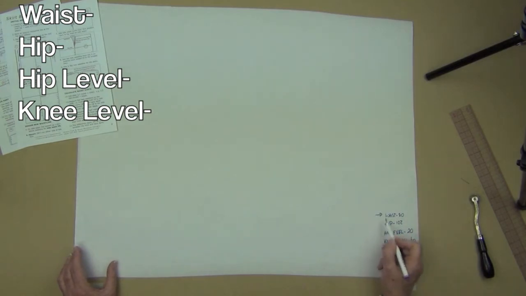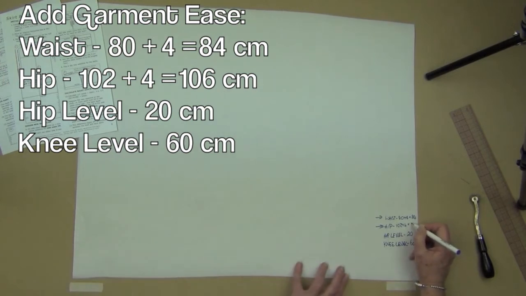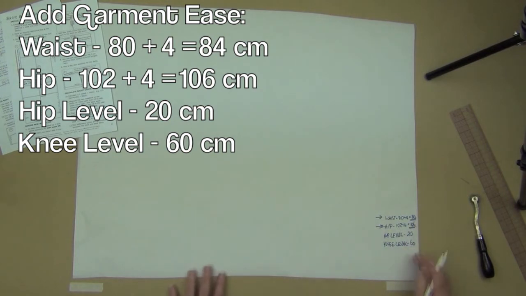To these horizontal measurements, the one that goes around our waist and around our hip, we add what we call garment ease, and this allows our skirt, our woven skirt in particular, to be comfortable. It's a standard amount of ease. We can alter it when we make different styles. And so when I add 4 centimetres garment ease to my waist, I end up with an 84 centimetre waist. And with my hip, 102, I add 4 centimetres, I get 106. These are the measurements that we'll use to do our drafting.